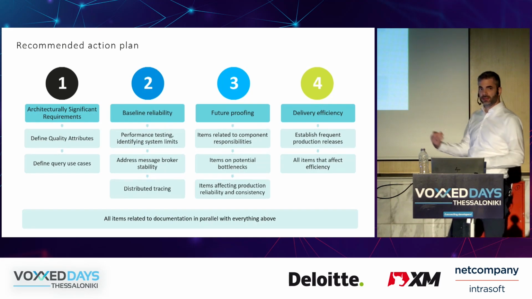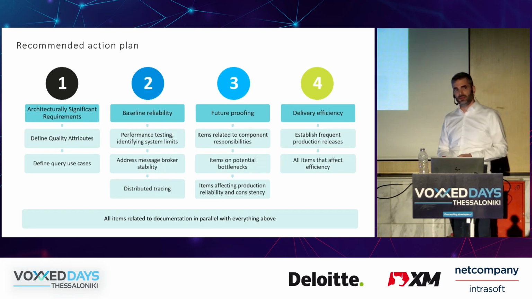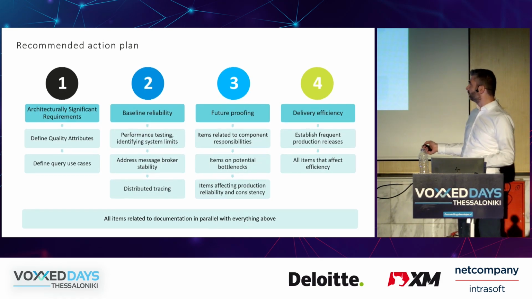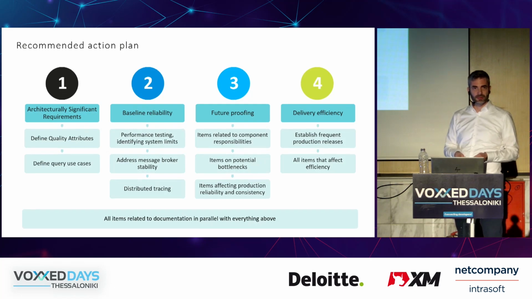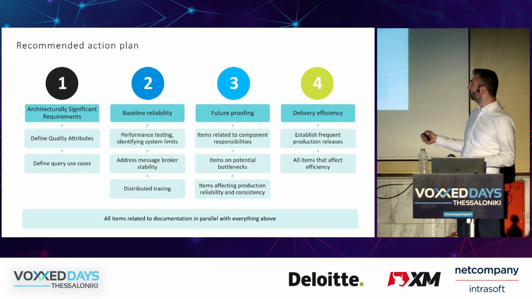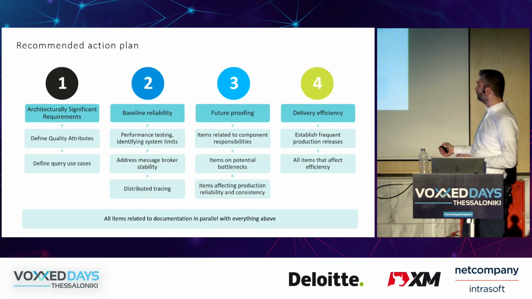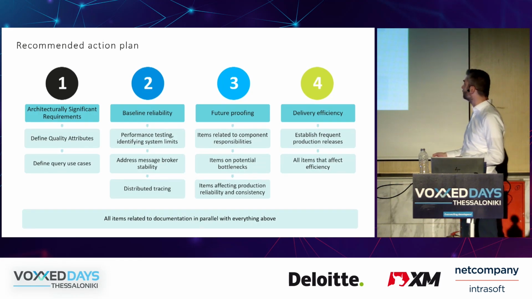Number three was making this system future-proof. Firstly, please consider the responsibilities of the components. Once you have done that, please think about the potential bottlenecks that are highlighted in the reference. Here, if you shuffle around the responsibilities of the components, the bottlenecks might be elsewhere. So first, get your responsibilities right, then look at bottlenecks. And then have a look at all of the items that deal with reliability and consistency for production.